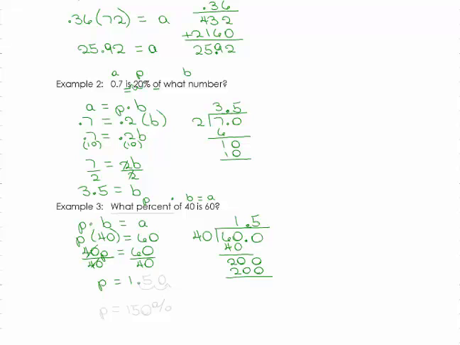My answer, 1.5. But remember, the unknown is a percent. I'm going to have to take it from a decimal to a percent. I have to move the decimal point 2 places to the right and add a percent sign. So the percent is going to equal 150%. What percent of 40 is 60? 150% of 40 is 60.